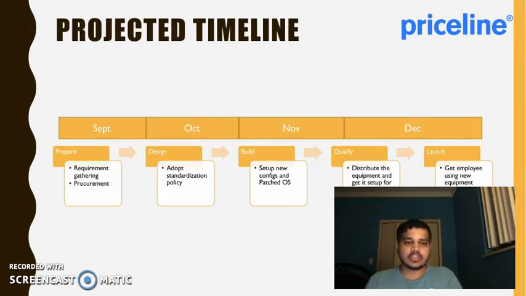The last process would be recovering their old equipment and safely discarding it, because there could be a lot of sensitive information on the hard drives, so we want to make sure they don't fall into wrong hands.